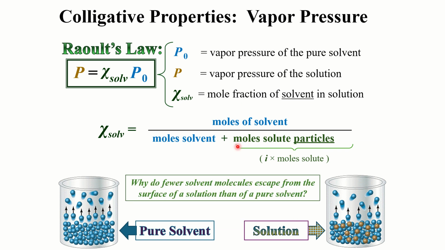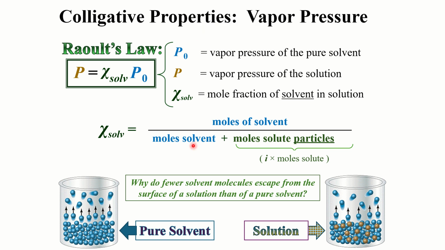All right, now, why do fewer solvent molecules escape from the surface of a solution than of a pure solvent? Remember what we said on the previous slide, that as the number of solute particles increases, vapor pressure decreases. So why then? Why do fewer solvent molecules escape from a solution than from a pure solvent? Analyze these 2 diagrams for a second and think about the solute-solvent interactions. Pause the video, see if you can come up with an answer, and then I'll explain the answer.